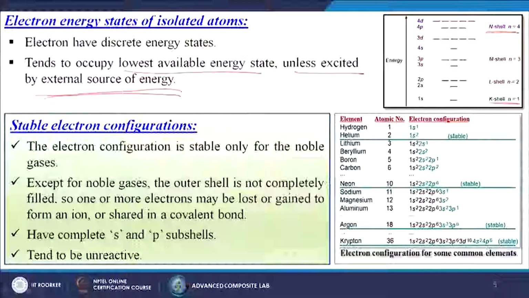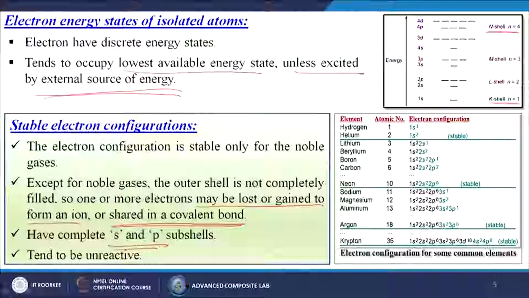What are stable electronic configurations? The electron configuration is stable only for the noble gases. Except for noble gases, the outer shell is not completely filled because there is some vacancy. So one or more electrons may be lost or gained to form an ion, or shared in a covalent bond. Atoms that have complete s and p subshells tend to be very unreactive.